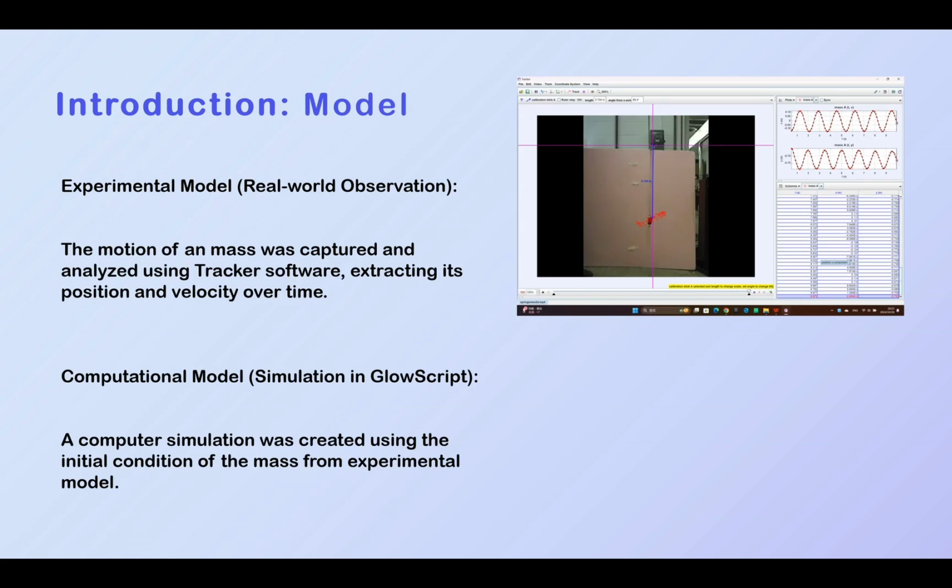The lab utilized 2 models. The experimental model involved capturing the motion of a mass using video analysis software called Tracker, which provided data on the mass position and velocity over time. And the computational model, created using GlowScript, simulated the spring mass system based on the same initial conditions as the experimental model. This allowed for direct comparison between the real-world observations and the simulation results.